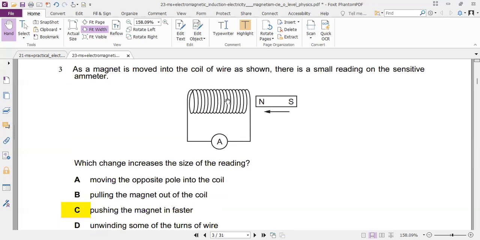So when we move this magnet, what is happening? An EMF is induced. Once you move it in and out, the needle will be going like this and this, and the speed by which you move in and out gives you the amplitude of the EMF and the current as well. So when you move it fast, that means you're increasing the amplitude. Pushing the magnet faster will increase the size of this reading here on the ammeter.